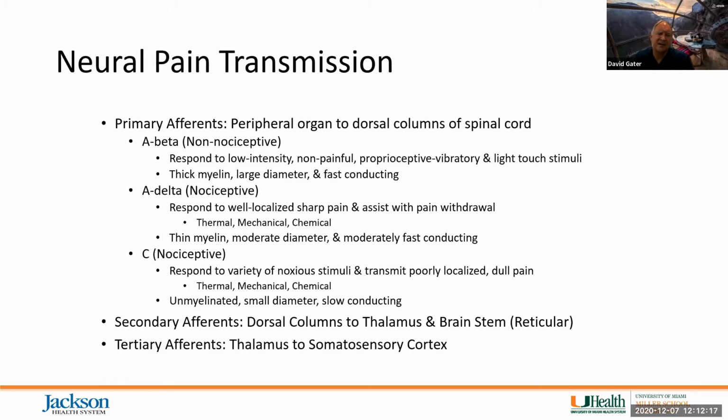Then you have the A delta fibers that are providing the nociceptive pain, and these are providing information that conveys localized sharp pain, and these also help with the pain withdrawal reflexes as we go through there. Again, these receptors can be thermal, mechanical, or chemical in nature. Moderately fast conducting and thinly myelinated moderate diameter afferent fibers as they bring information from the body to the cord.